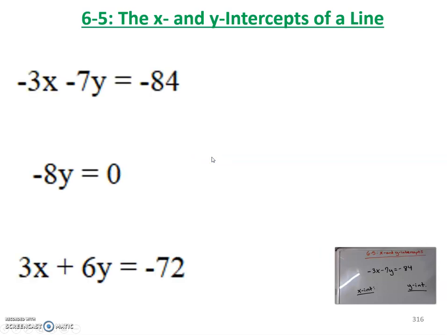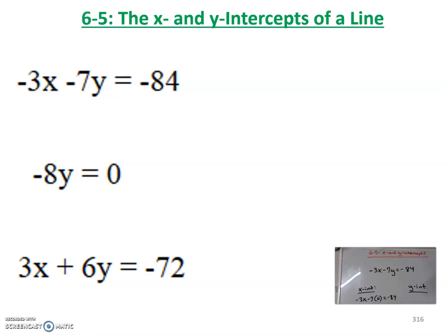Okay, so where we left off was finding the x and y intercept of a line. Here we have negative 3x minus 7y equals negative 84. In the last video, I showed you that to find the x-intercept, where the line intersects the x-axis, one thing you can do is substitute 0 for y and then solve. So I would rewrite it as negative 3x minus 7 times 0 equals negative 84, and then solve for x.